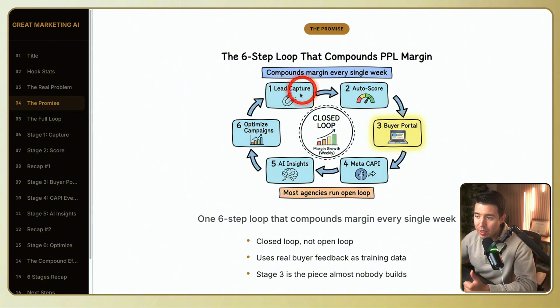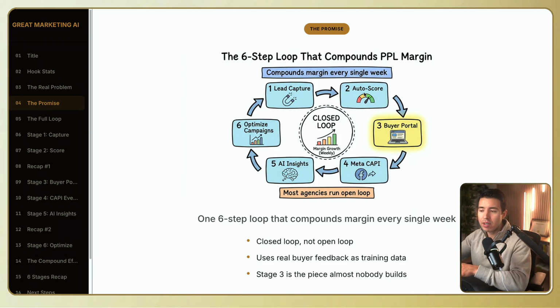The first step is the lead capture. So we capture the lead, whether that's an instant form, a web form, whatever that is, we capture that lead. Immediately, we score that lead based on their phone being valid, based on their email being valid, based on the questions they answered on the form, based on their IP address. All of these signals we're using to score the lead.